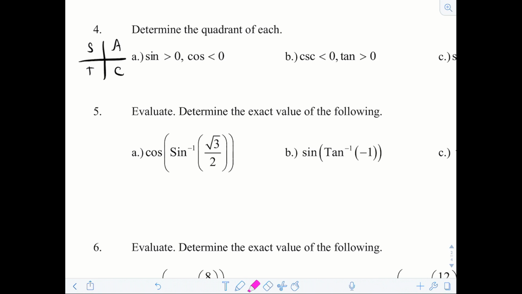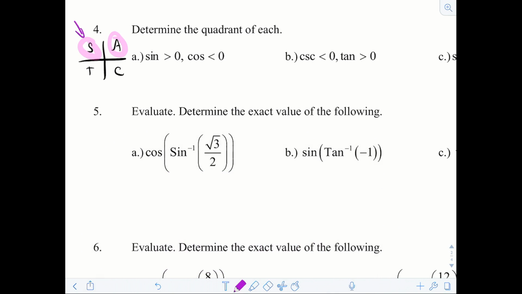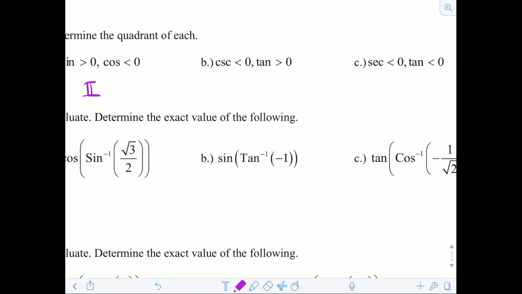So where is sine positive? Well, sine is positive here and here. But where is cosine negative? Well, cosine is negative in this quadrant, right? It's not negative in the first quadrant because it's positive there, so we're talking about quadrant 2. In here, cosecant, which is another way of saying sine.